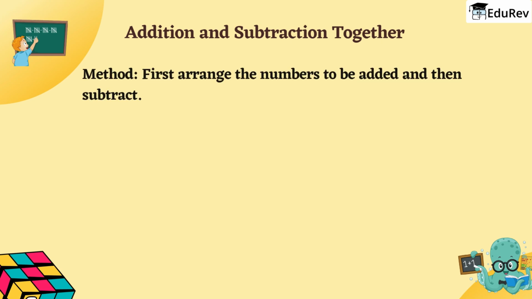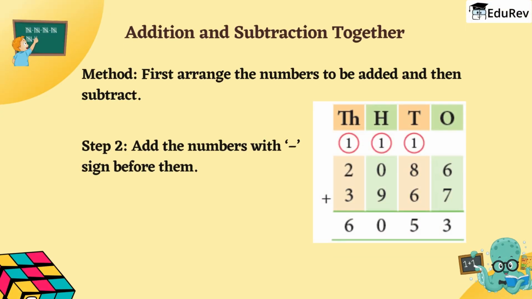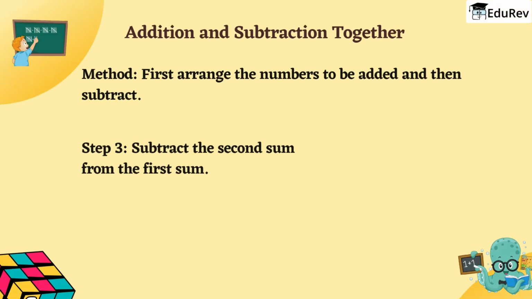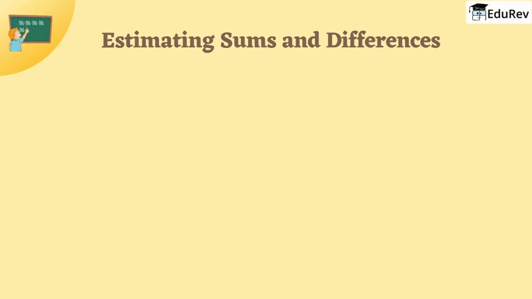We can look at addition and subtraction together. First, we arrange the numbers to be added, and then we subtract. Step 1. Add the numbers with plus sign before them. Step 2. Add the numbers with minus sign before them. Step 3. Subtract the second sum from the first sum. After adding and subtracting, we can find the final answer to be 3,330.